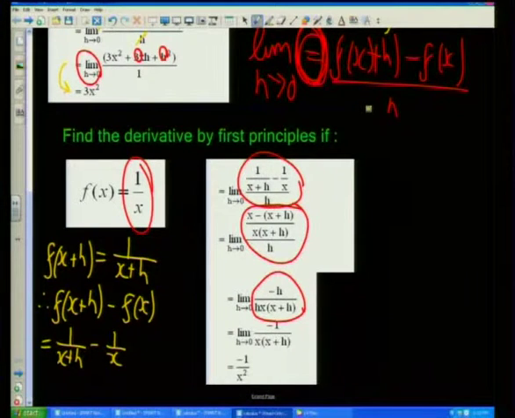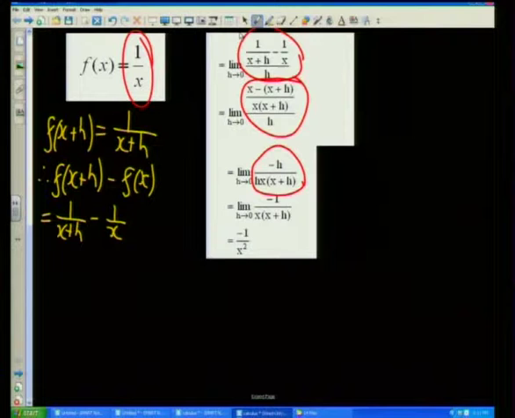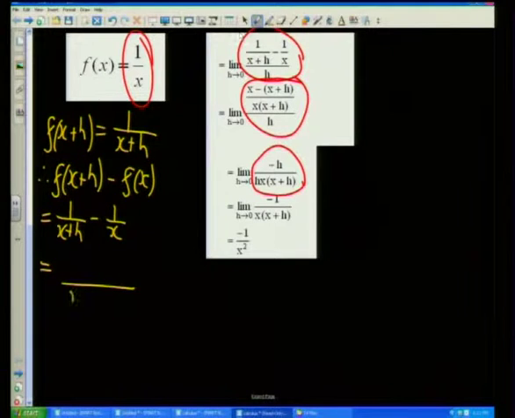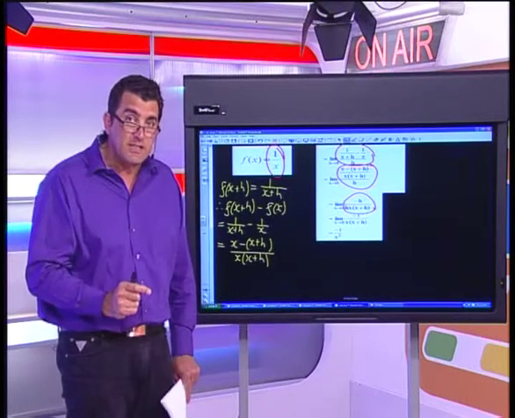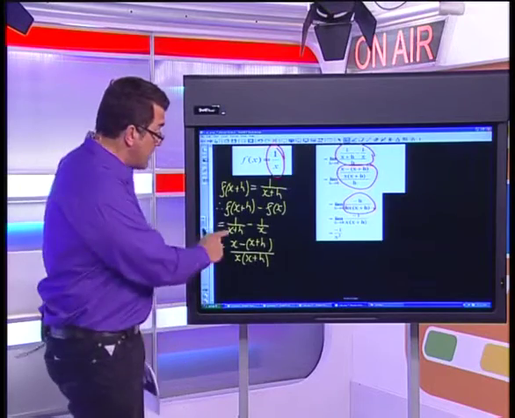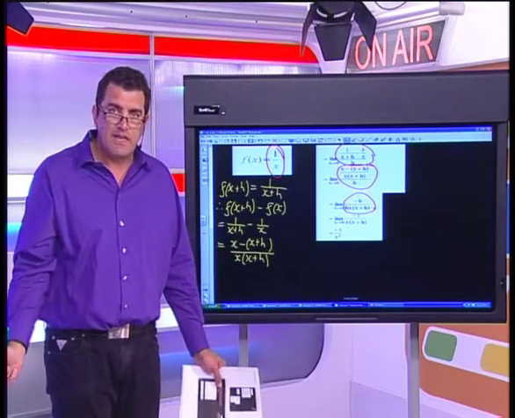Now there I have my LCD. I'm subtracting two fractions, so this becomes an LCD of x multiplied by x plus h. And I have x minus, now remember the minus, I warned you. Put a bracket down immediately, because this is x plus h. If I forgot the bracket, that would have been x minus x plus h.